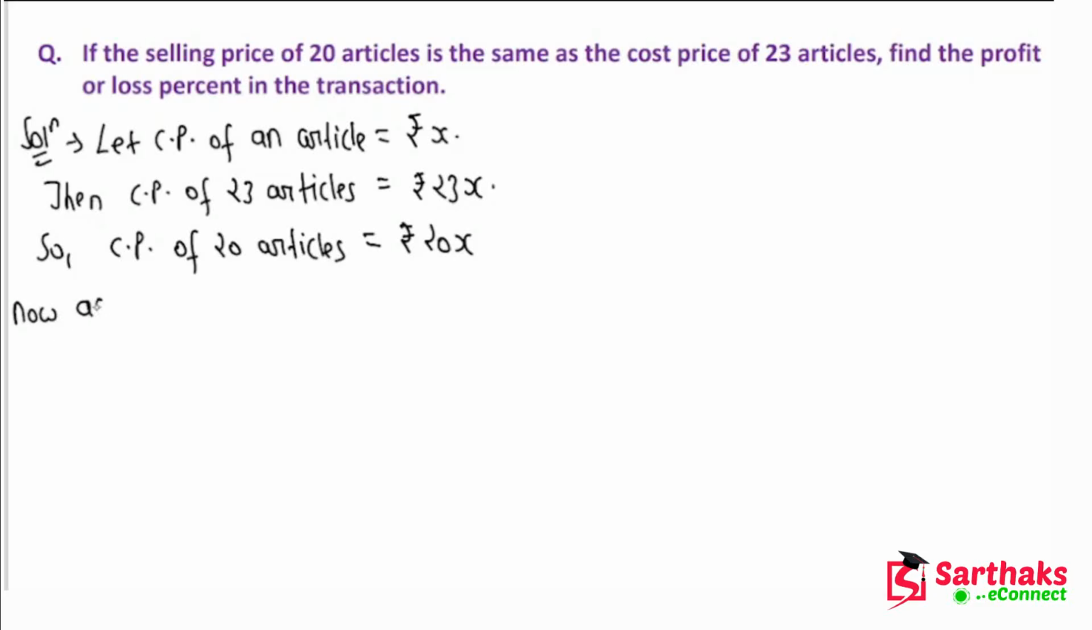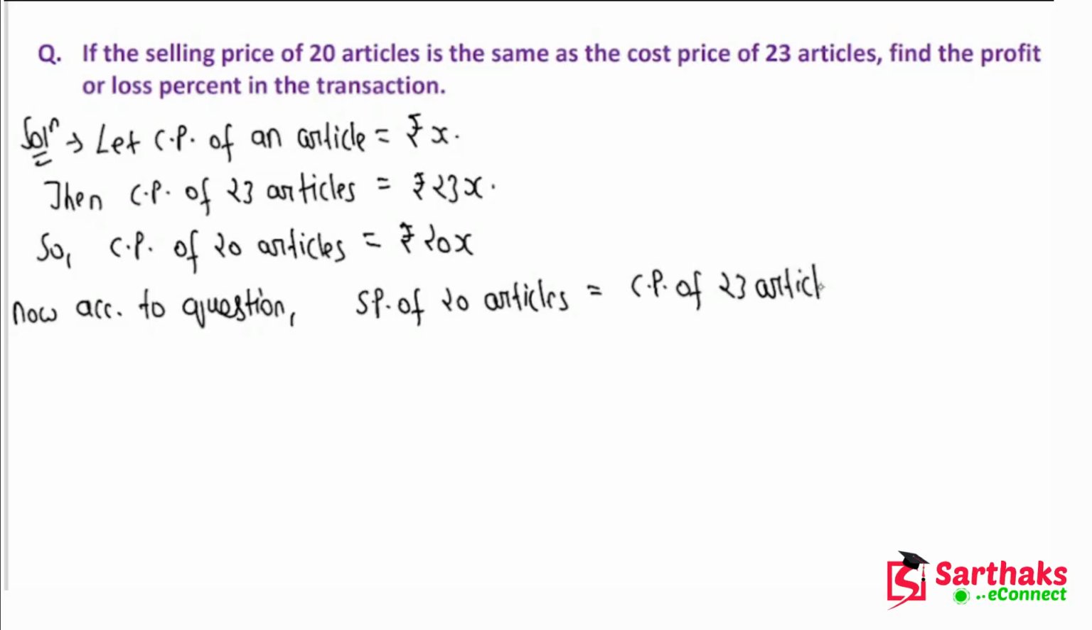Now according to question, comma, selling price of 20 articles is equals to cost price of 23 articles, which is none other than rupees 23X. Obviously 23 articles costed at 23X. So now we have SP 23X, we have CP 20X, and we can clearly see that selling price is more.